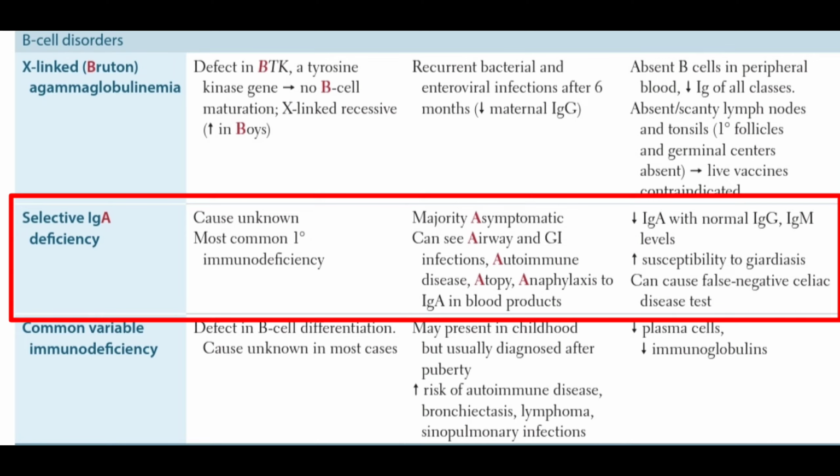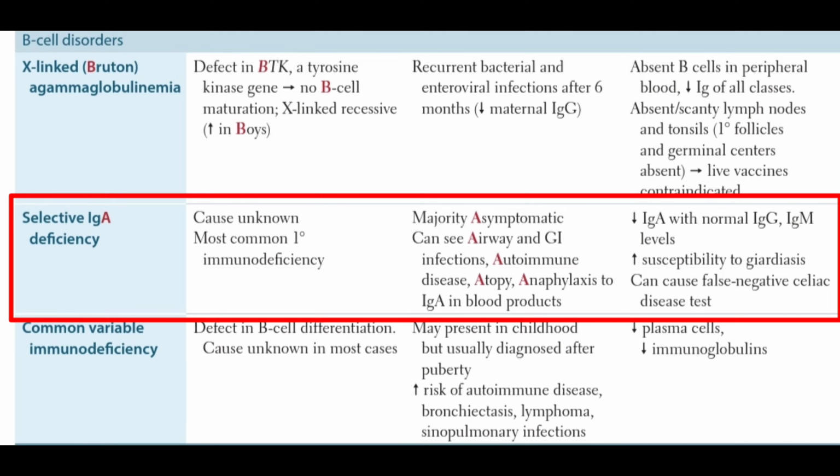Now let us discuss about the selective IgA deficiency. The cause for the selective IgA deficiency is still unknown, but it is the most common primary immunodeficiency. The presentation of this selective IgA deficiency is that the majority are asymptomatic, but we can see the airway and the GI infection in those people with selective IgA deficiency.